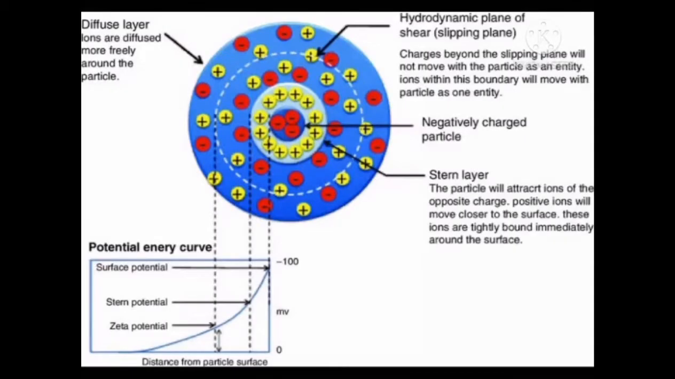This is an example of the structure of the electric field interface. As we can see, it has two layers, the diffuse layer and the Stern layer. Under the potential energy curve there are three components: the surface potential, the Stern potential, and the zeta potential. As we can see, the positively charged particle, which is called the hydrodynamic plane of shear or the slipping plane, and lastly, the negatively charged particle.